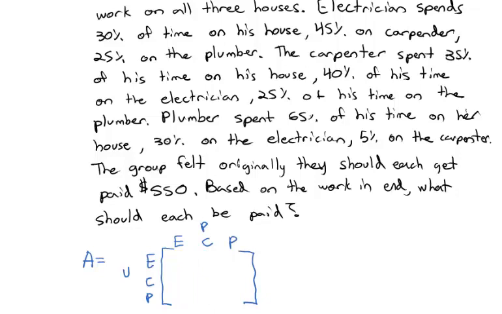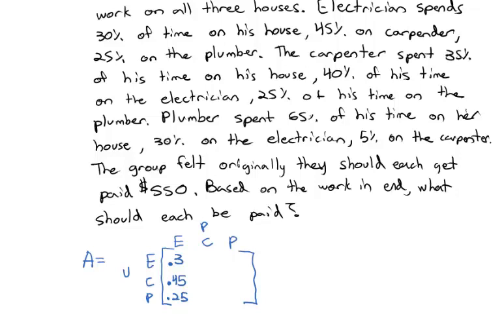So when we see that the electrician spent 30% of his time on his house, the electrician produced 0.3 of his work that was used by the electrician. Similarly, he spent 45% on the carpenter, so 45% of his work was used up by the carpenter, going down the column, and finally 25% for the plumber.